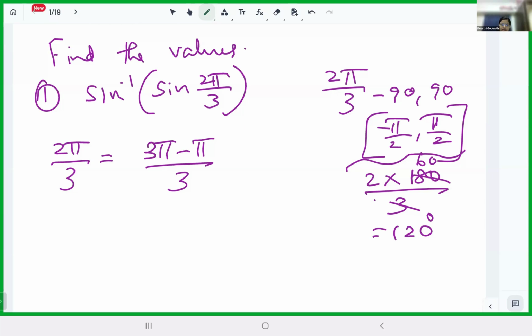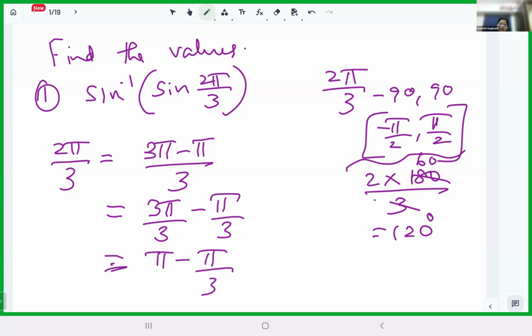Because 3 pi minus pi will give you 2 pi. So 3 pi minus pi by 3. On dividing both the terms, 3 pi and pi by 3, what we will get? We are splitting this as 3 pi by 3 minus pi by 3. I am giving the denominator to both the terms in the numerator. So it will become pi minus pi by 3. So we have converted 2 pi by 3 into pi minus pi by 3.